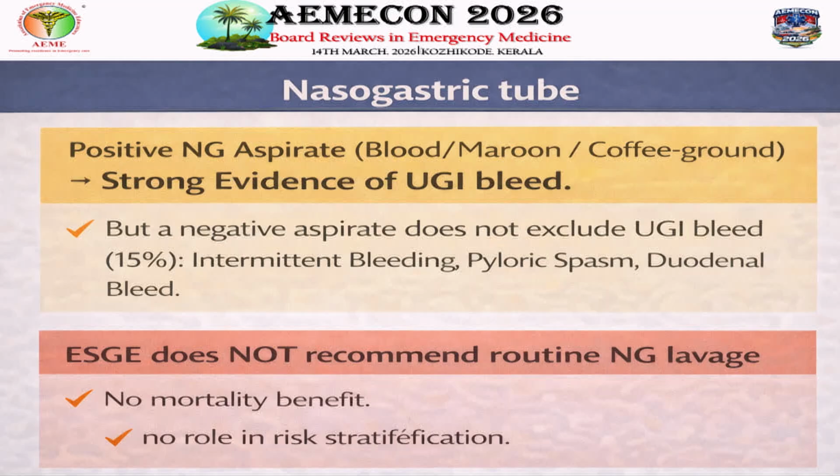Okay. NG tube. Should NG tube be placed? European Society doesn't recommend NG tube usage, but if blood is coming in the NG tube, that clearly tells there is high suspicion that patient is having UGI bleed. But if there is no aspirate, 15% of the times, pyloric spasm can be there because of blood, duodenal bleed, or intermittent bleeding. So that doesn't rule it out. But I think we can put NG tube. I usually put so that we get a better visualization during endoscopy.